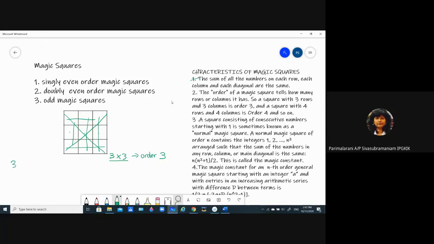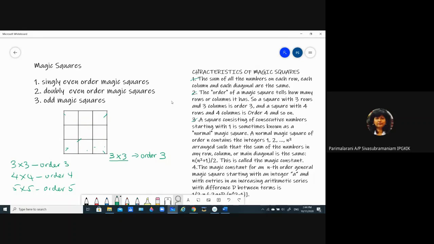That means a 3 by 3 magic square has an order 3. 4 by 4 magic square, order 4. 5 by 5 magic square is order 5. Okay, that is what we mean by order. Okay, a square, number 3, a square consisting of consecutive numbers starting with 1 is sometimes known as a normal magic square.